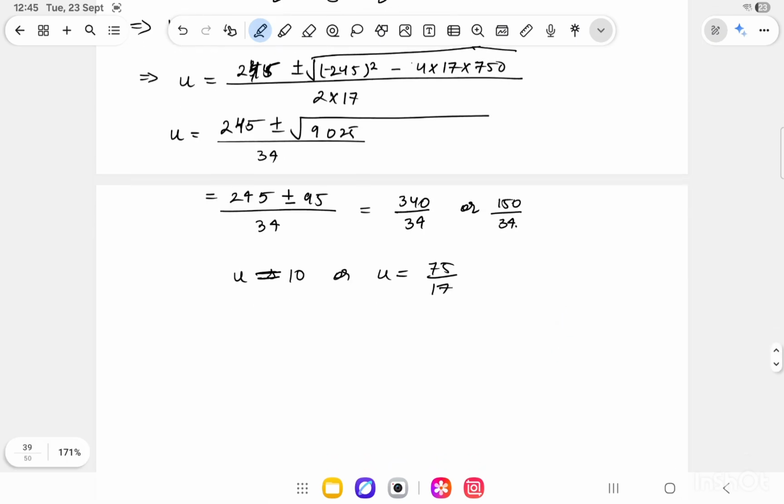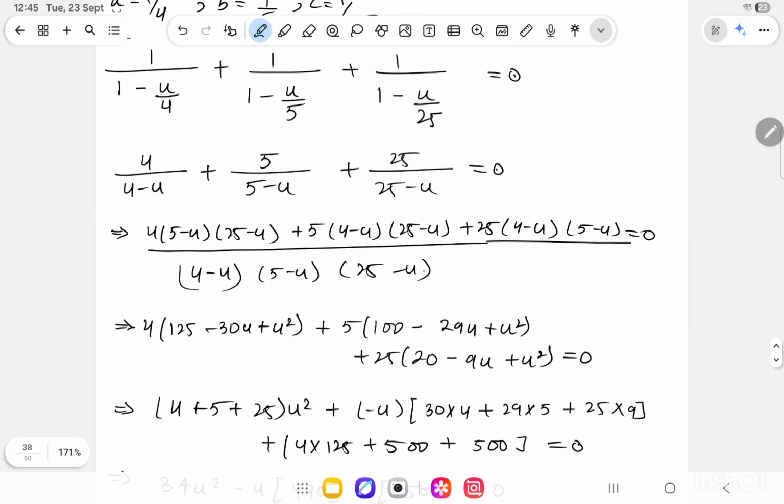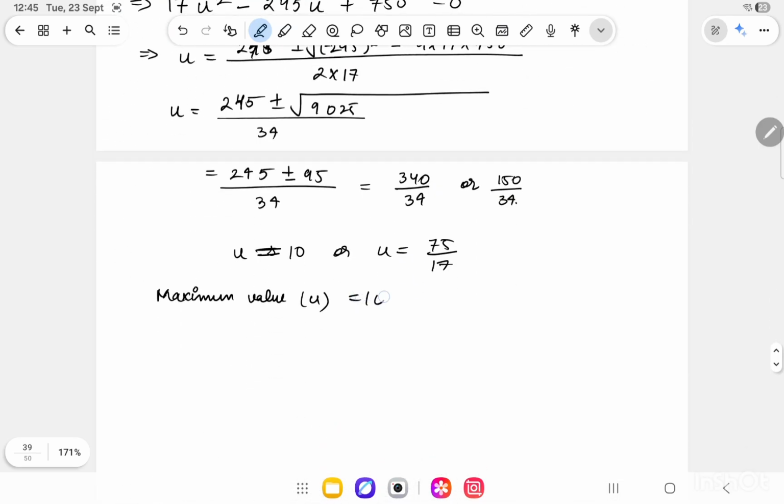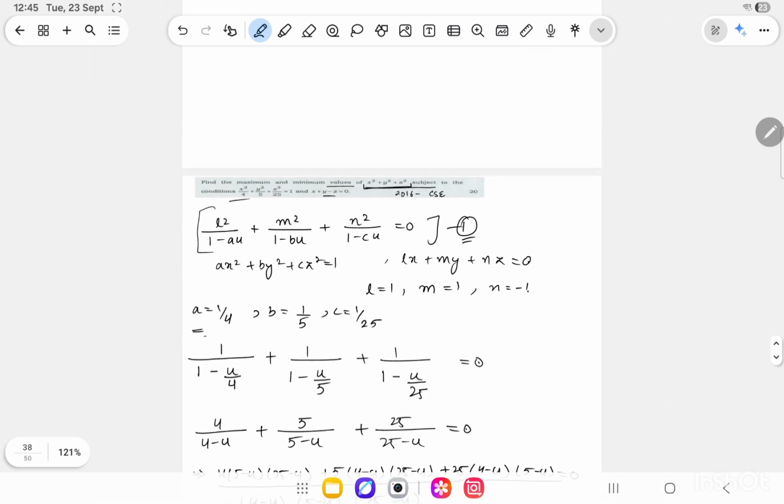So my maximum value of u, and here u is basically x square plus y square plus z square, so that is 10, and minimum value is 75 by 17. Now in the question you are not supposed to use this relation, you're supposed to derive it from scratch. Since we have done a general case, that's why I just substituted its value here. So let's move on to the next question.